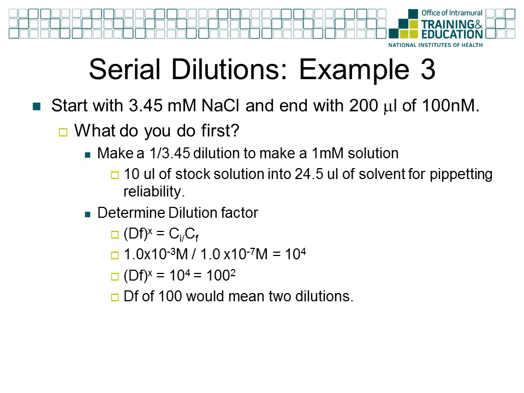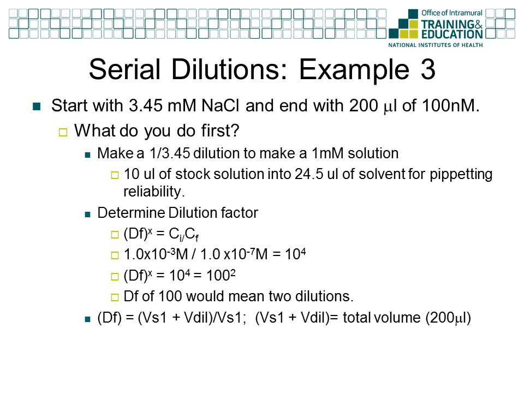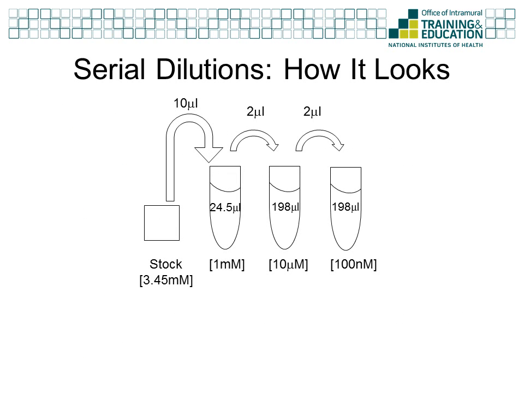Now, go back to the equation for determining the dilution factor and realize that Vs plus Vdil needs to equal 200. You can then solve for Vs1 by plugging in the numbers and solve that Vs1 is equal to 2, and thus Vdil equals 198. Now we just have to set it up from step 1. Our first step is to make our 1 to 3.45 dilution. To do this, we add 10 microliters of our stock solution to 24.5 microliters of solvent. This gives us a new concentration of 1 millimolar.